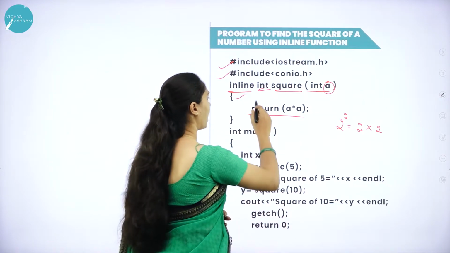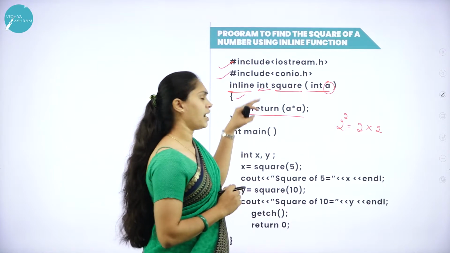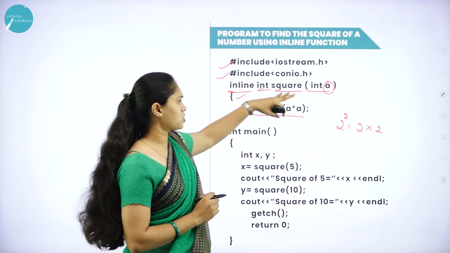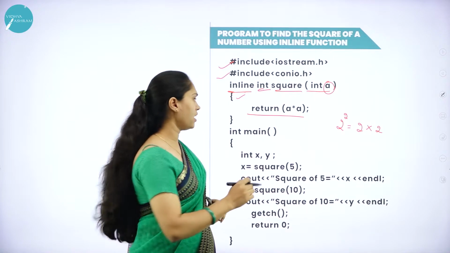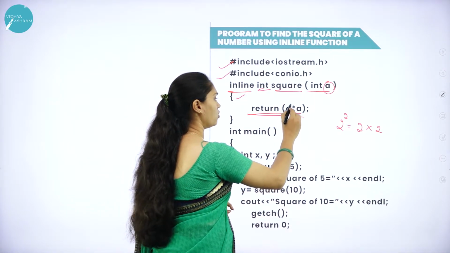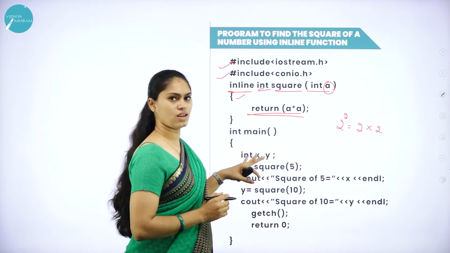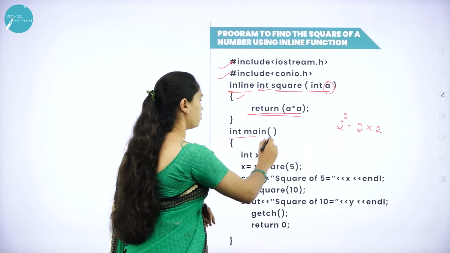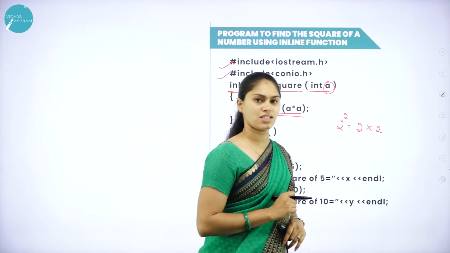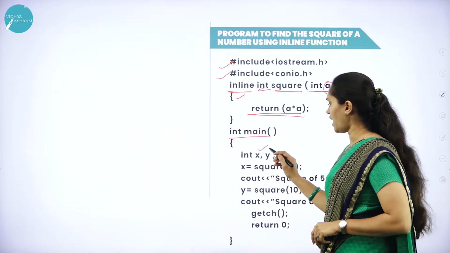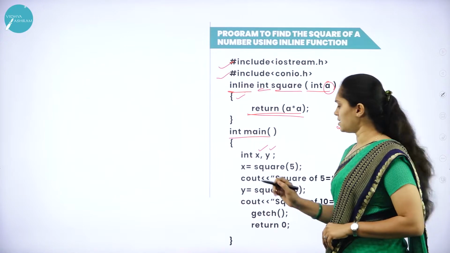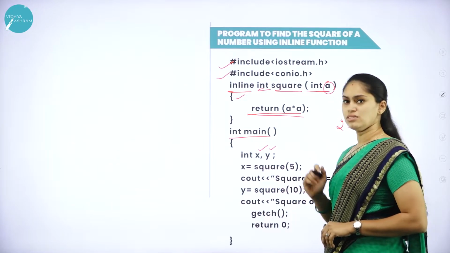In that way, I am going to create an inline function with return type int, and square is the function name here, and I am sending one argument, that is a. I am going to return the value of a into a. Okay, after that I have a main function where the actual execution of the program gets started. Here I have two local variables, that is int x, y.